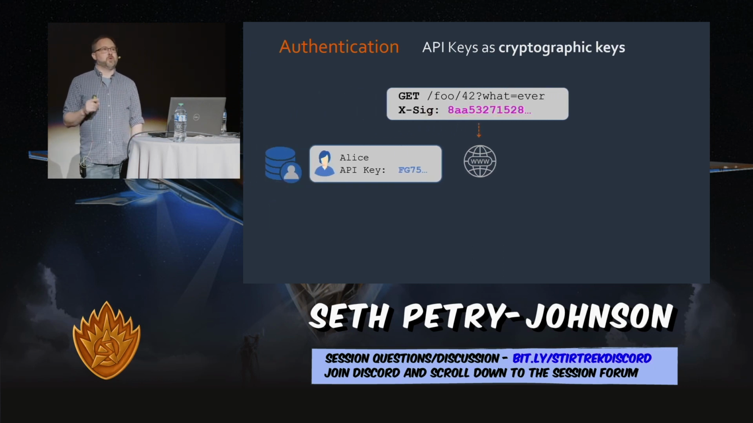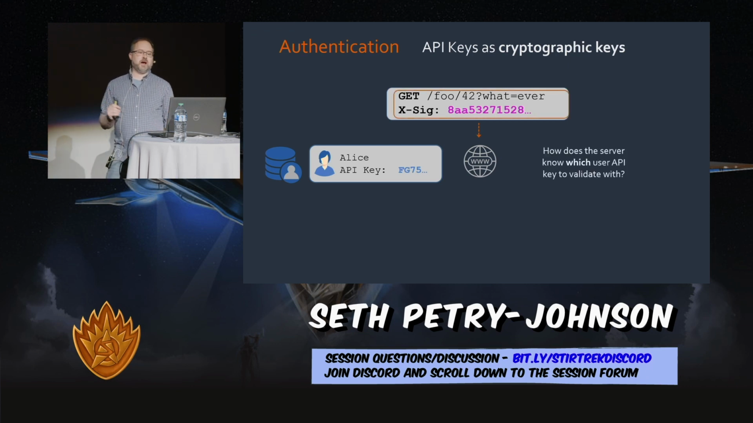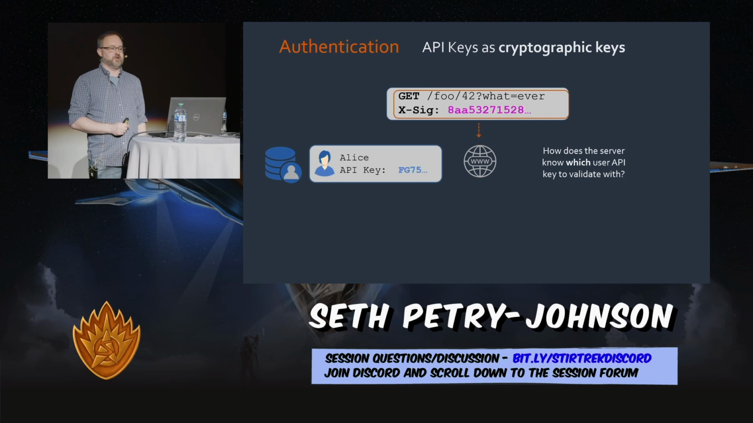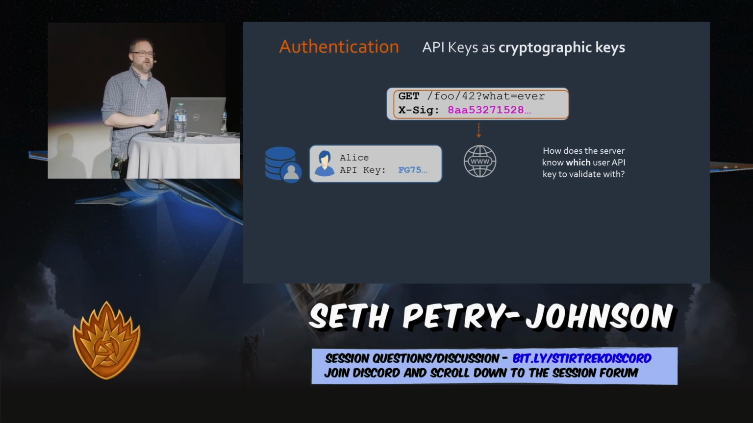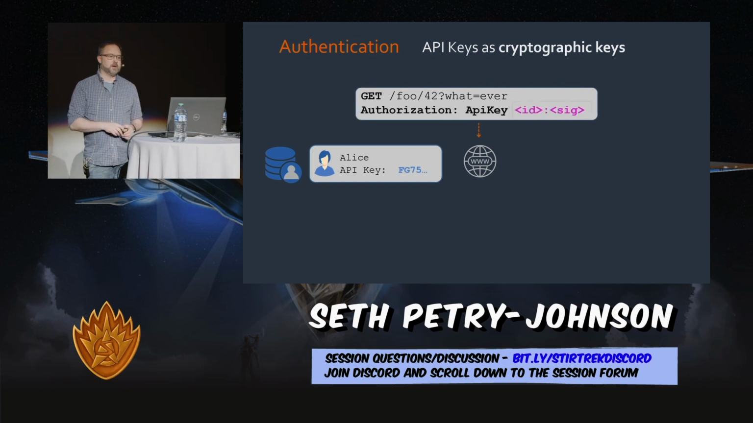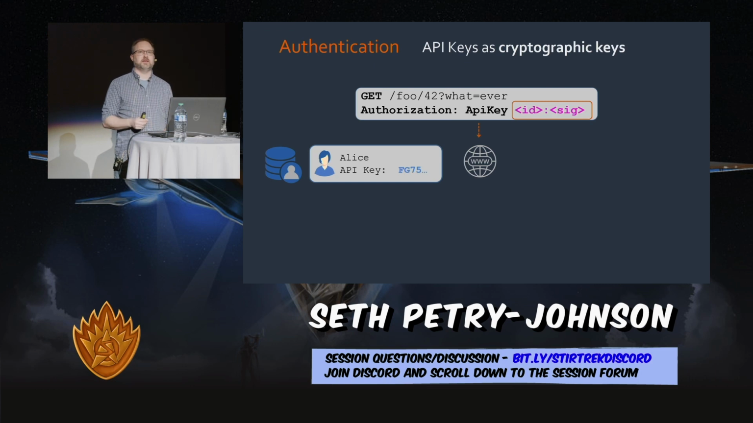Now, I glossed over one important detail in that explanation. The whole process depends on the server using Alice's key to validate the signature. But there's nothing in that request that identifies Alice as the originator. So how does the server know to use Alice's key for validation? When using API keys to sign requests, your request needs to indicate the identity and the signature.